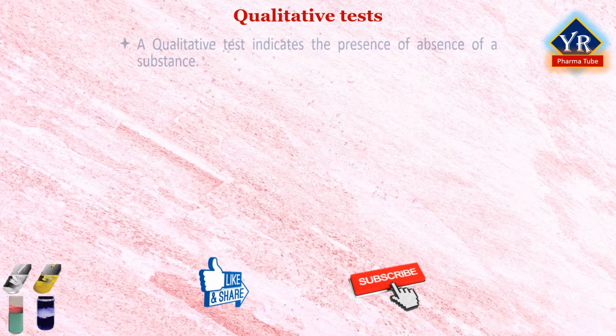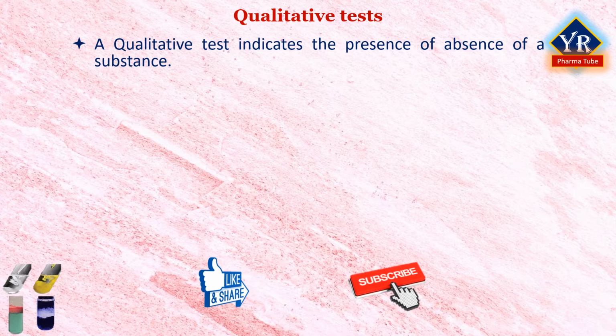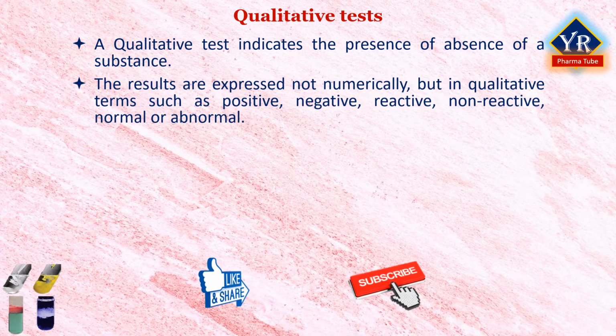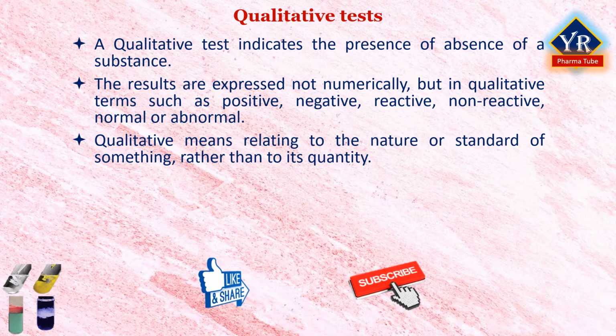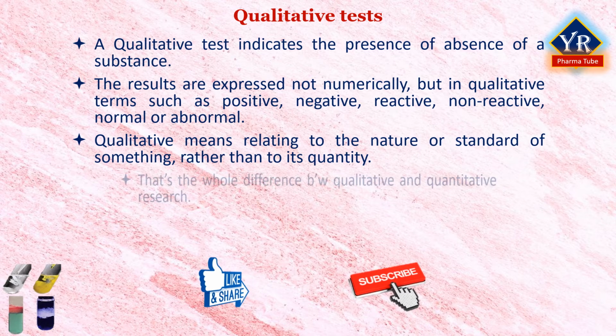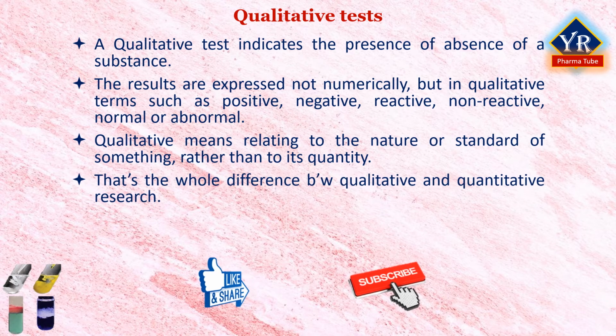Qualitative tests. A qualitative test indicates the presence or absence of a substance. The results are expressed not numerically but in qualitative terms such as positive, negative, reactive, non-reactive, normal or abnormal. Qualitative means relating to the nature or standard of something rather than to its quantity. That is the whole difference between qualitative and quantitative research.